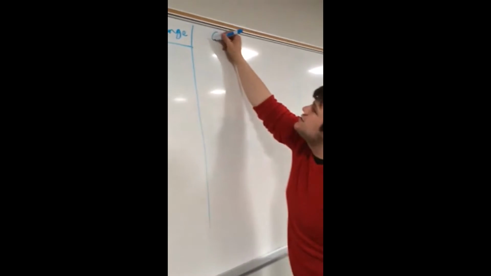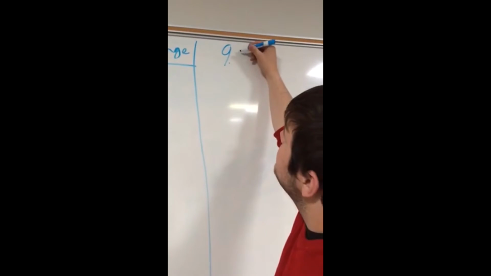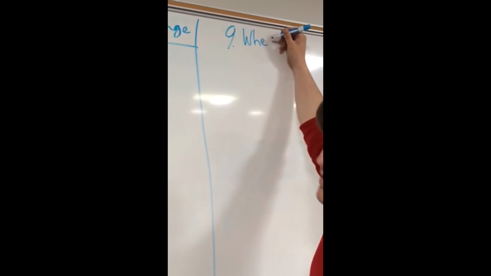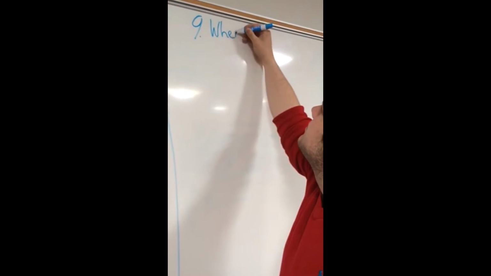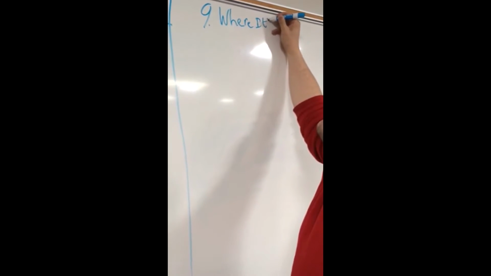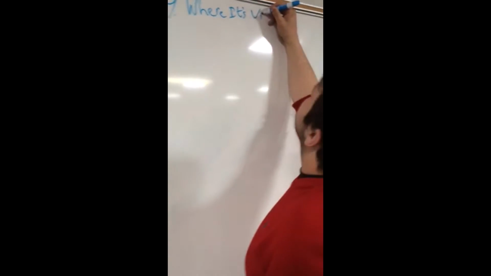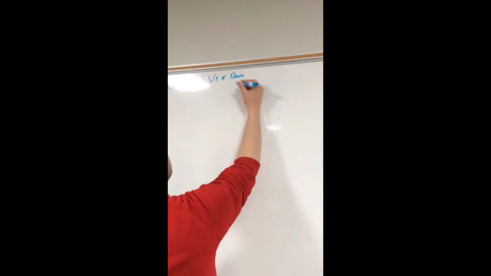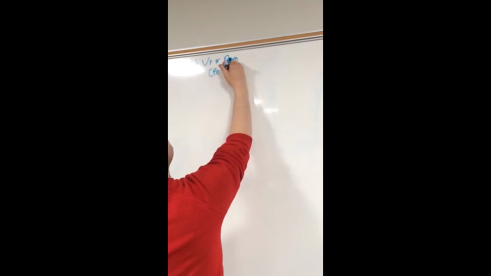And now for our last part. This part is about where the graph is positive or negative, where it's up and where it's down.